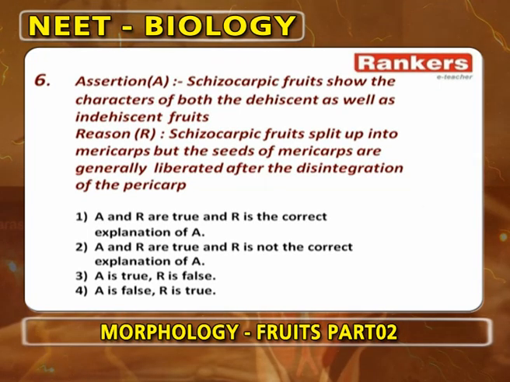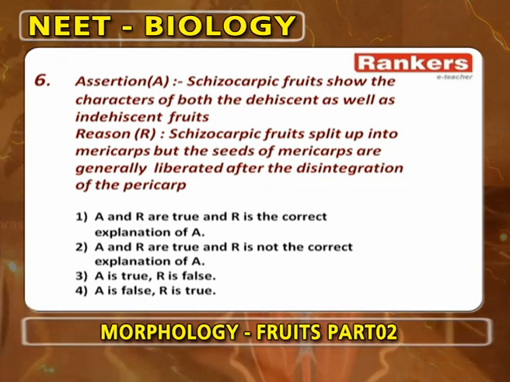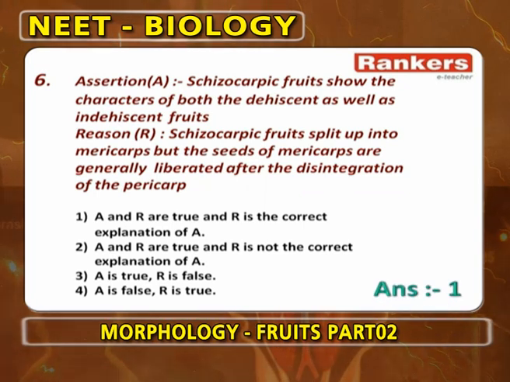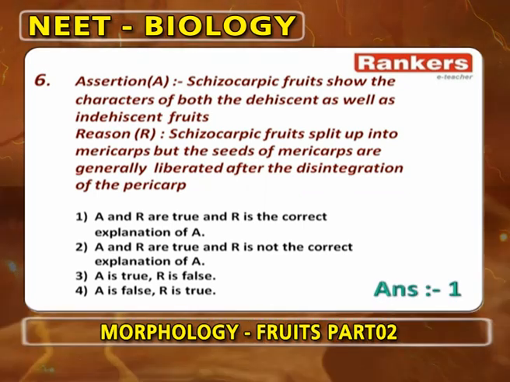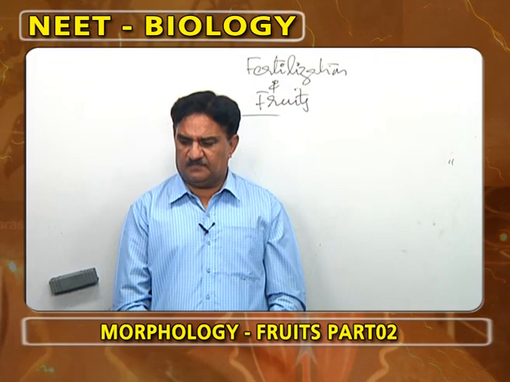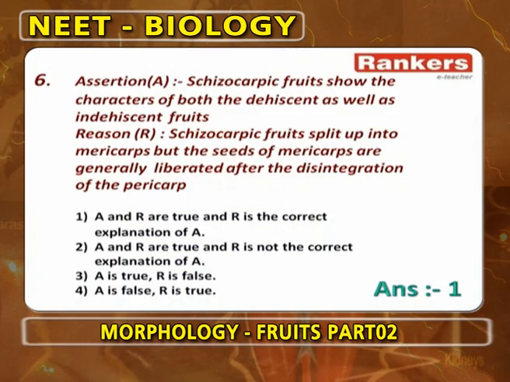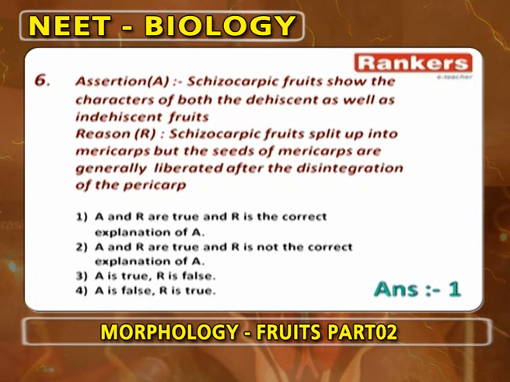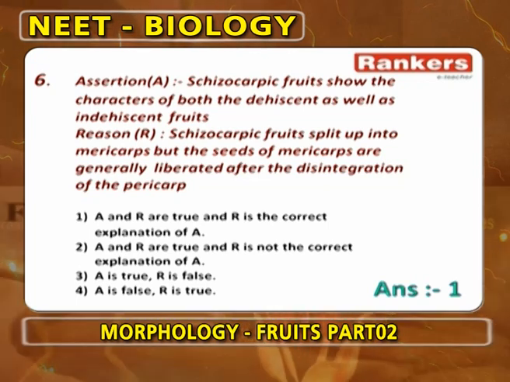Schizocarpic fruits show the characters of both dehiscent as well as indehiscent fruits. It is correct. Schizocarpic fruits split into mericarps, but the seeds of the mericarp are generally liberated only after the disintegration of the pericarp.